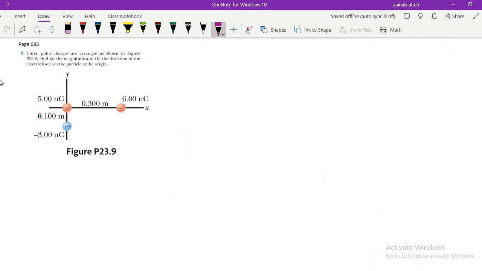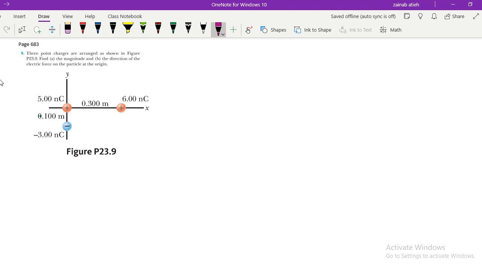Now I will move to problem 9, page 683. You can see that before reading the problem, this problem is a little bit different from the previous problem. The charges are not collinear, they are making an angle of 90 degrees. Some of them are along the y-axis, some of them are along the x-axis. So we will do the same as above, but the resultant force will be different because it will contain both I and J. Okay, 3 point charges are arranged as shown in figure 23.9.